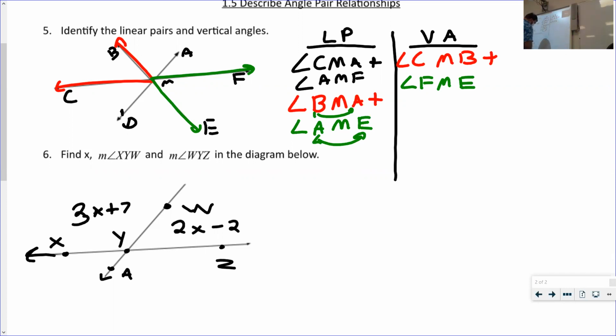Or I'm sorry, vertical angles to each other. You could tell because the gaps are exactly opposite. You can see how the gaps are exactly opposite, or how the sides cause to be on both sides.